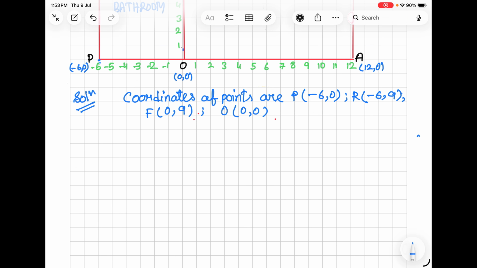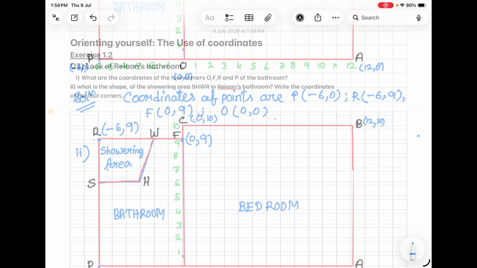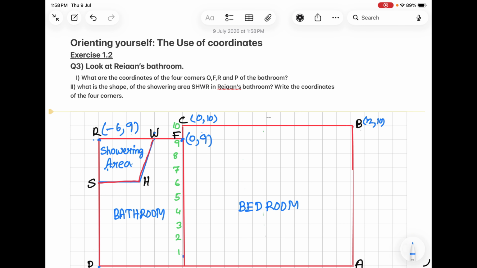Let's do the question number 2. Let's find out the question number 2 solution. What is the shape of the showering area SHWR in Rian's bathroom? So this is the showering area SHWR. They are the corners of the showering area.